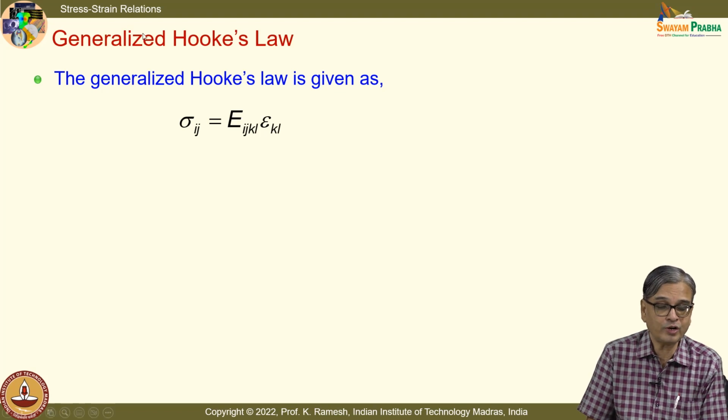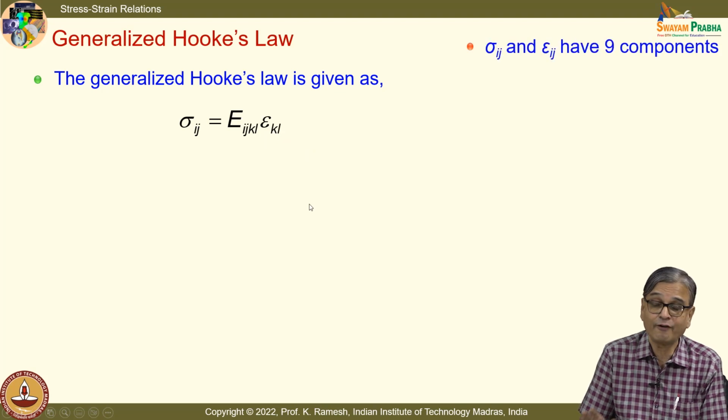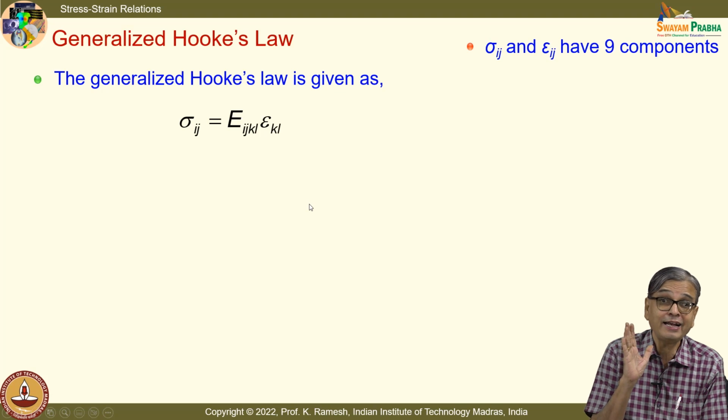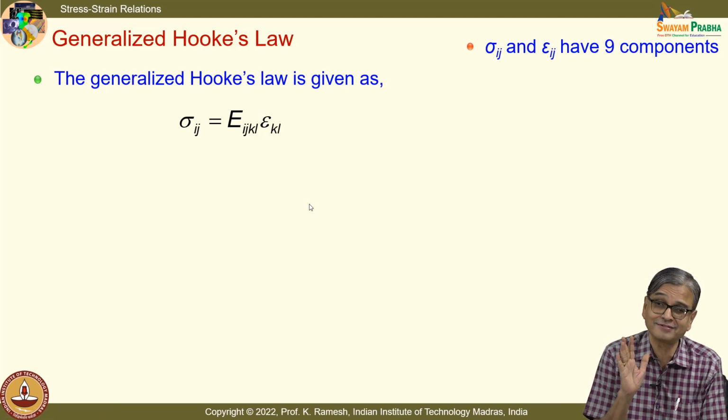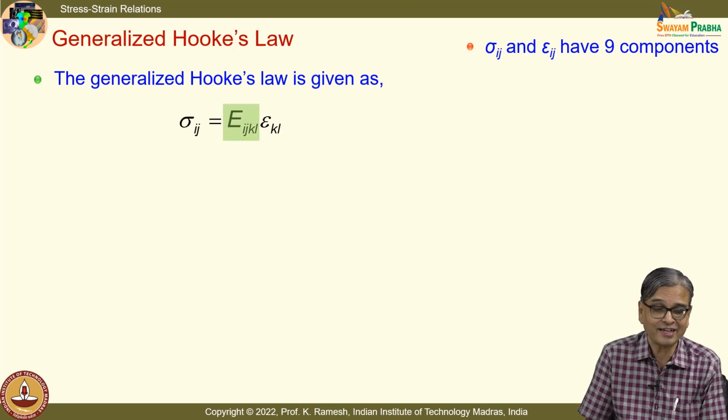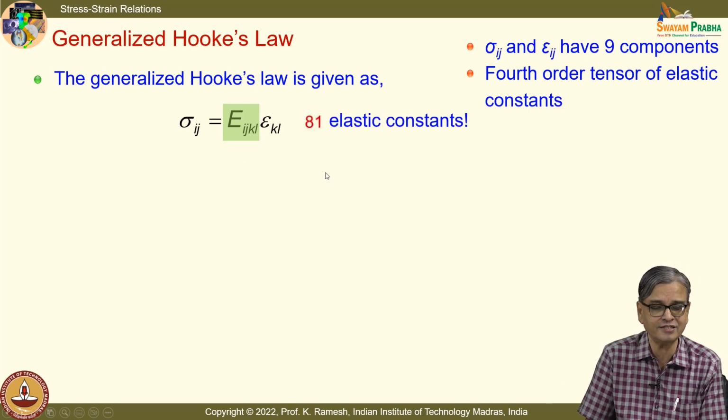If you look at this, how many coefficients do I need when I have this in matrix form? I will have 9 independent stress components and 9 independent strain components. So I will have a whopping 81 elastic constants. It's too big to handle. Is the idea clear? I have this as a tensor of rank 4, with 81 elastic constants.